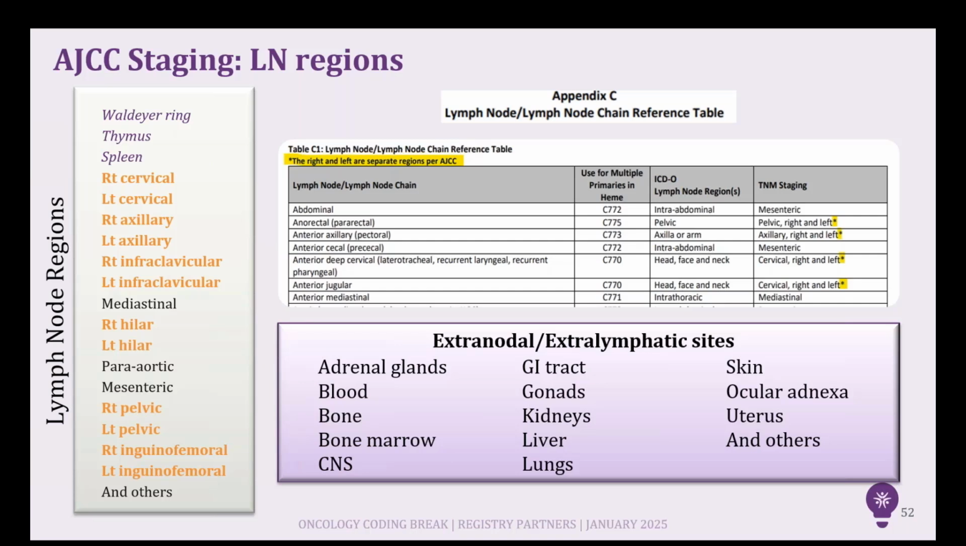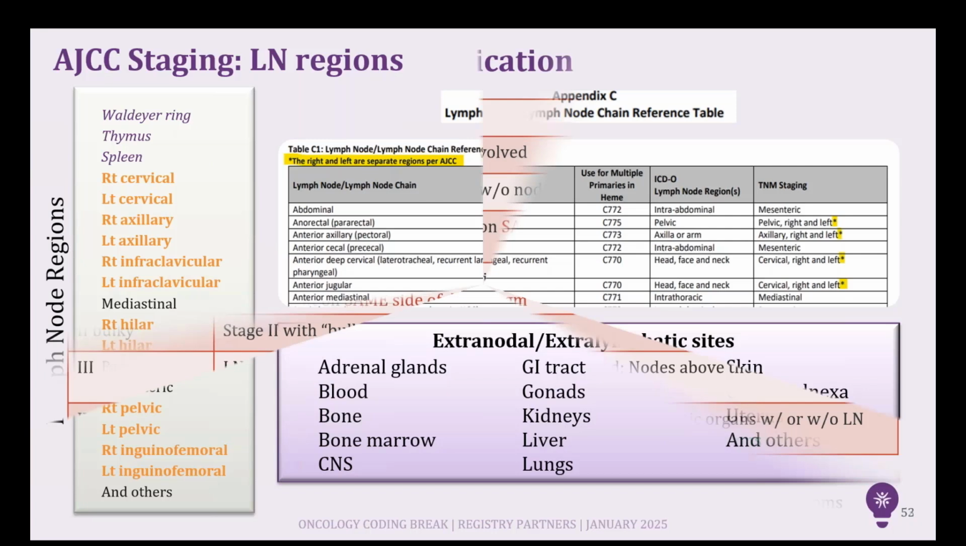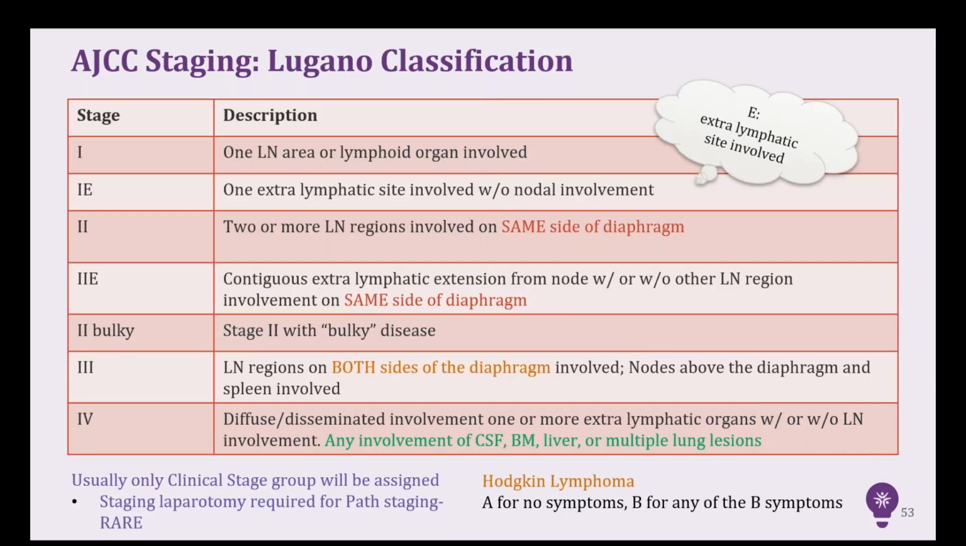AJCC uses the Lugano staging system, which is a modified version of the older Ann Arbor system. So let's look quickly through these. Stage 1 includes lymphomas with only one lymph node region or organ involved. 1E is when one extralymphatic site is involved, so the E represents the extralymphatic site. Stage 2 involves two or more lymph node regions on the same side of the diaphragm. So our example from the previous slide involving both left and right cervical lymph nodes would be stage 2, since those are considered two different regions.